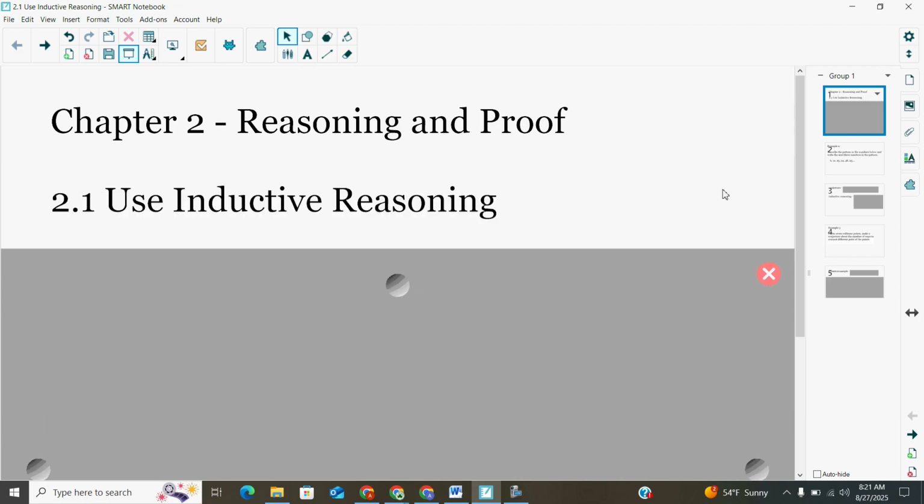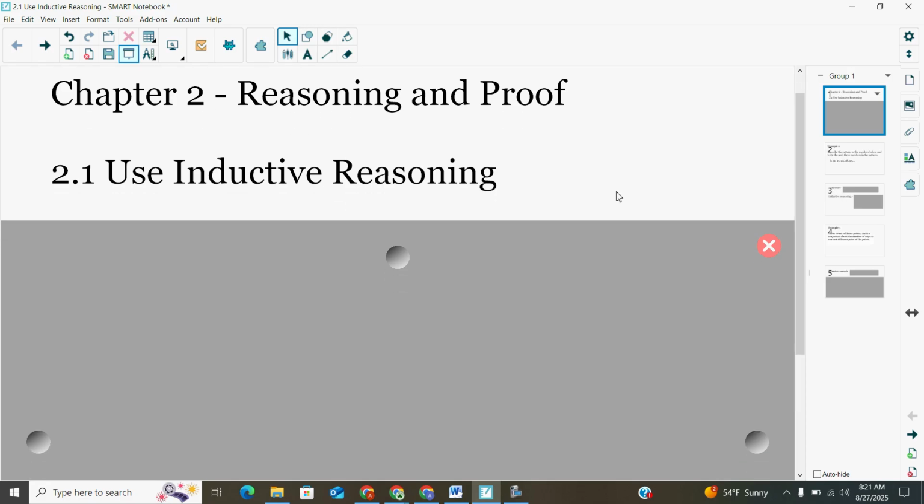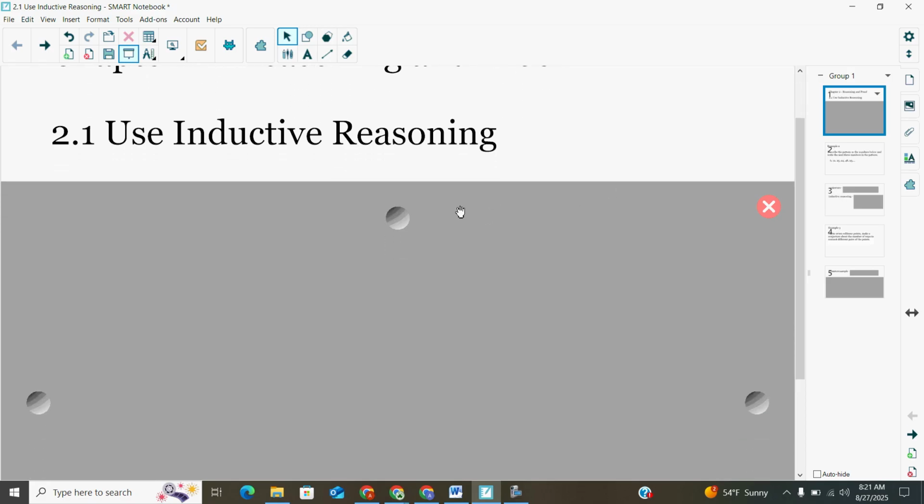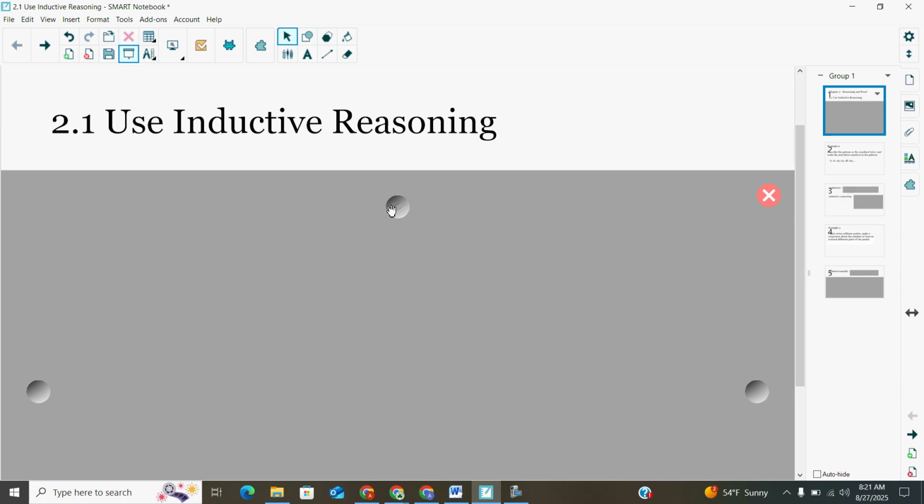In 2.1, we're going to use inductive reasoning. We'll learn what inductive reasoning is, how to make and think through a conjecture. We'll also talk about how we can disprove a conjecture using counterexamples. 2.1, use inductive reasoning.